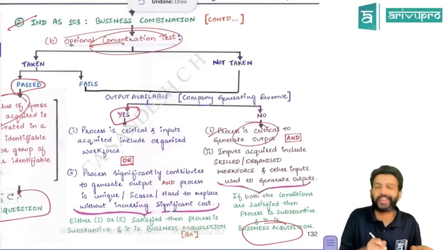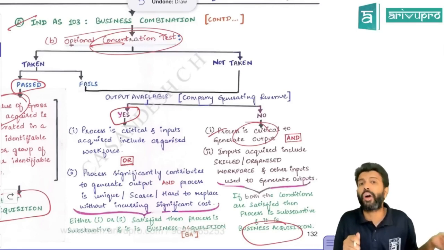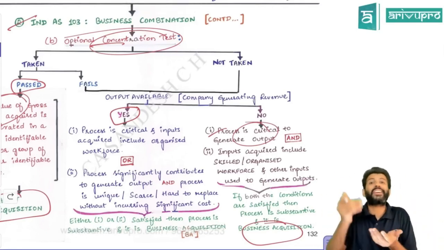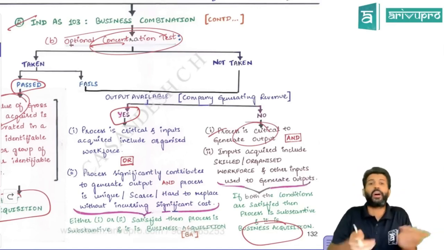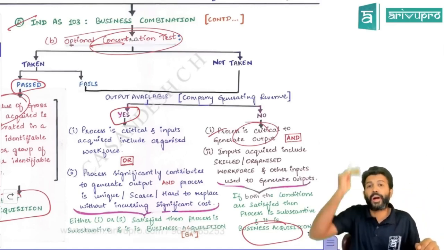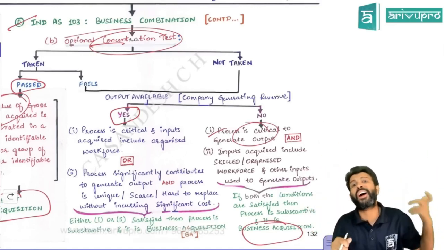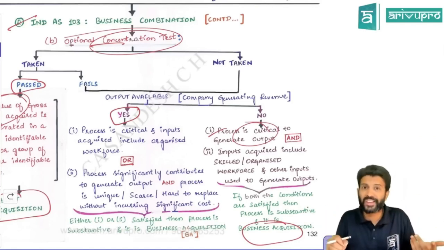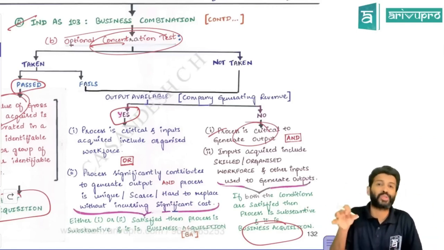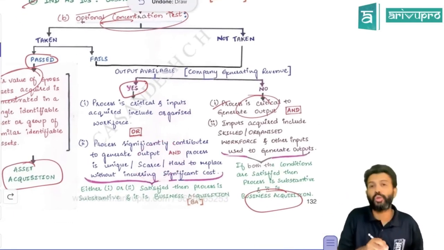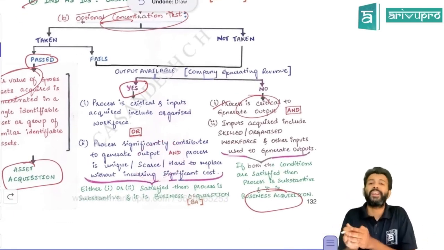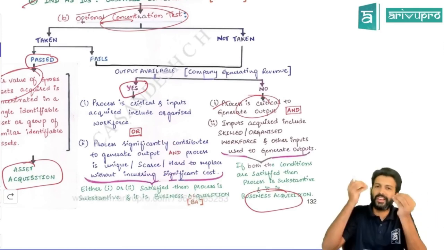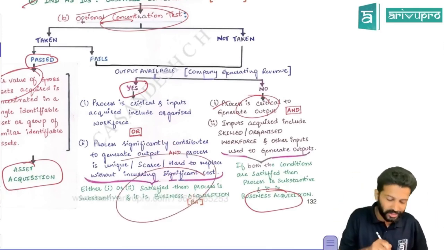Or the process should be critical, and the process should be so unique or scarce that you can't replicate it without incurring significant cost. Like the technology companies, right? Your Facebook, your Google and all that stuff. If you acquire Google, it's not necessary that you acquire Google's human resource, because Google's technology is so advanced that you can't replicate it without incurring huge cost. That's the reason. So even if you have not taken human resource, it can be a business, provided the process is critical and very unique or scarce. If that is the case, we say it's a substantial process and it becomes a business acquisition.